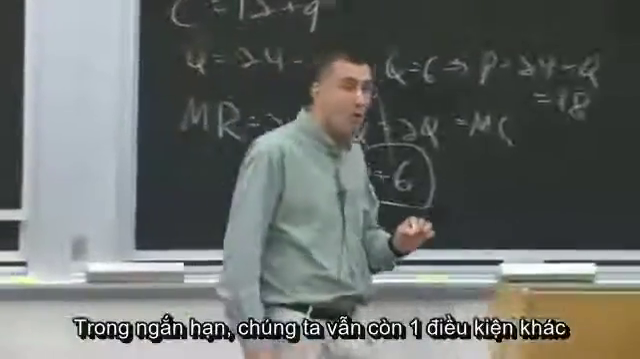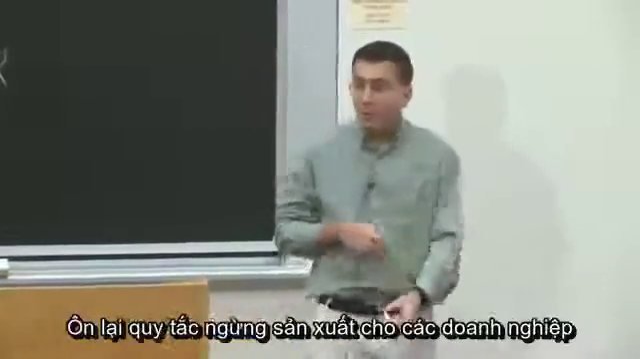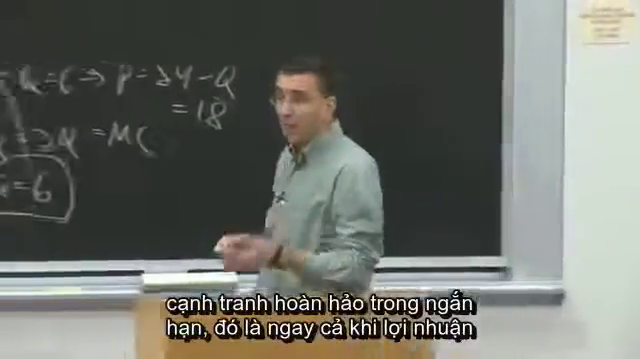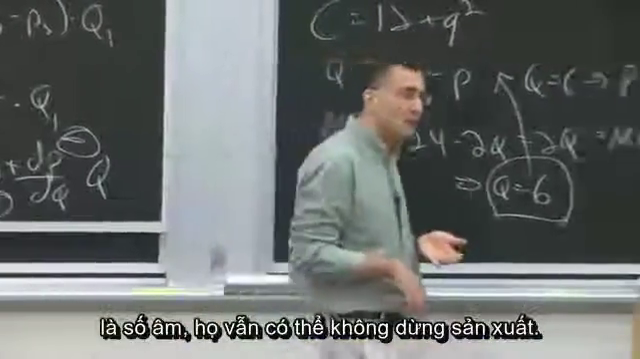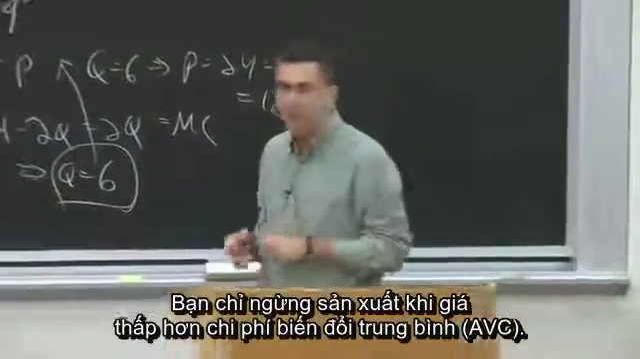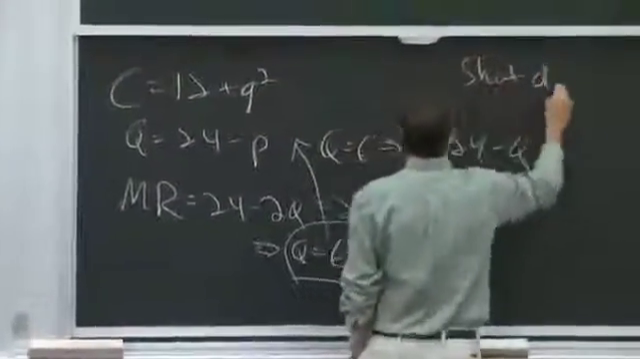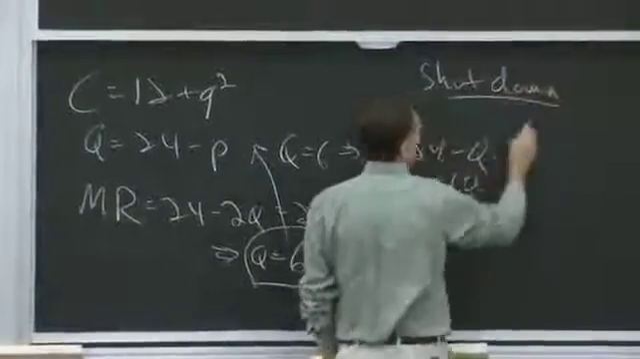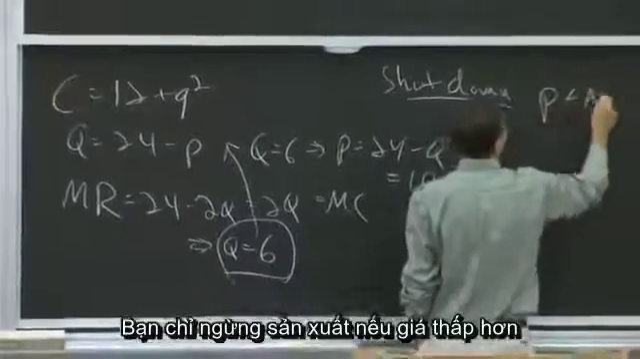Now, one last thing. In the short run, we still have another condition for profit maximization, which is the shutdown rule. Remember the shutdown rule? We talked about perfectly competitive firms in the short run: even if profits are negative, you might not shut down. You only shut down if price is less than average variable cost. So there's still the shutdown rule.